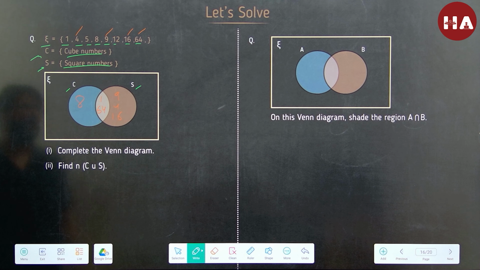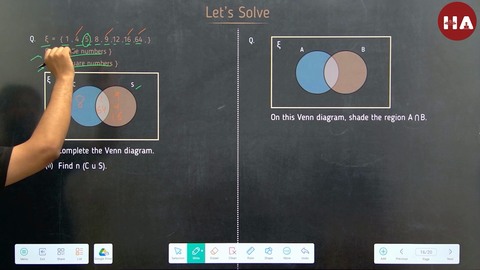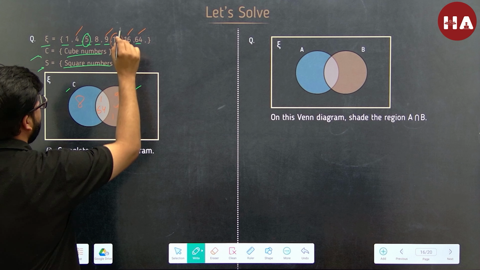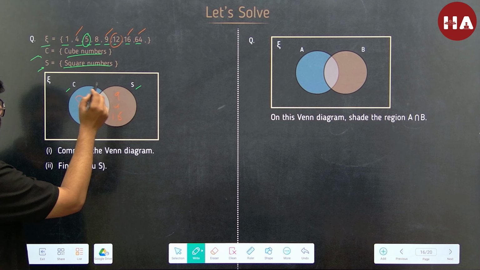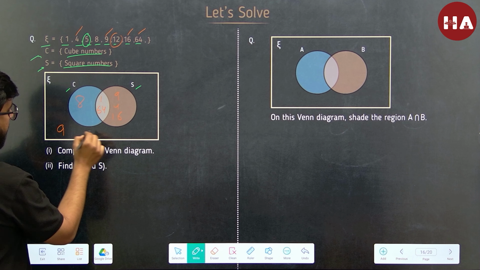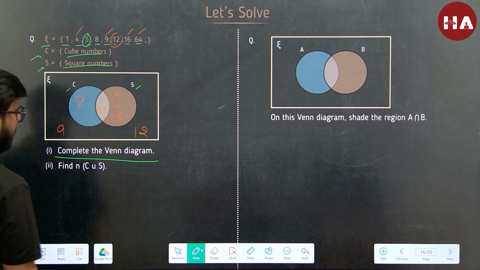Okay, I hope you are getting the point. Now what am I left with? Now number 5 and number 12 we are left with. So where will these come, students? These will come under the universal set. So I'll write 5 here and 12 here. Okay, so the Venn diagram has been completed.